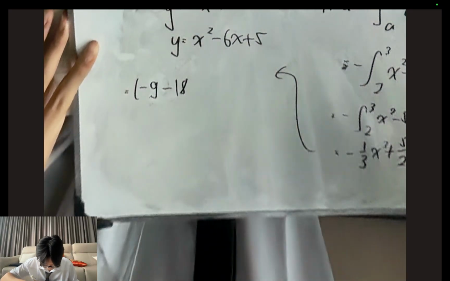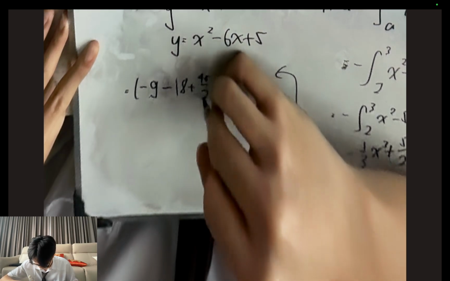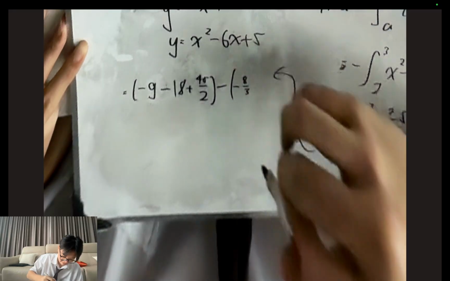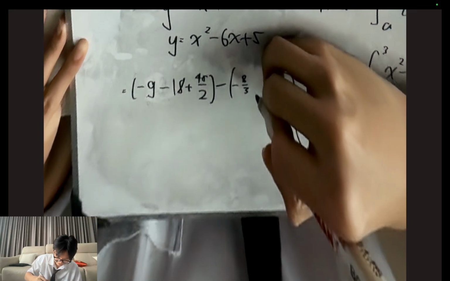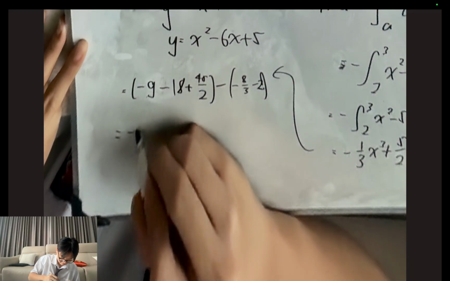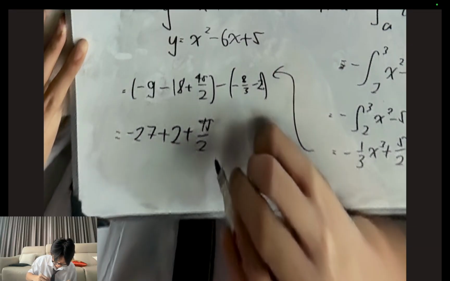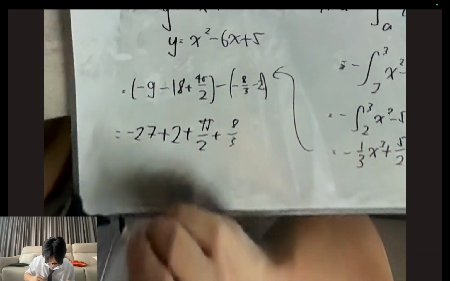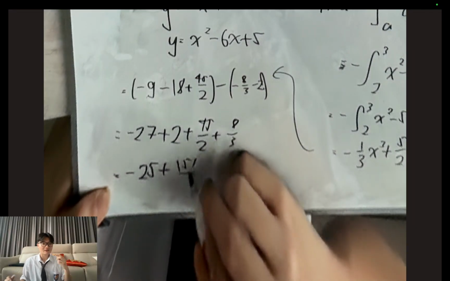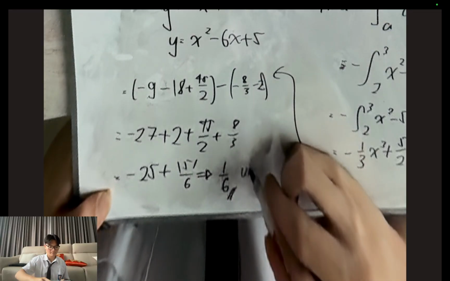So 2 minus 8 over 3 minus 2. So minus 27 plus 2 plus 45 over 2 plus 8 over 3. It's going to be minus 25 plus 156, so it's going to equal 1 over 6 units squared. Okay, I think the answer to this problem is 1 over 6 units squared.